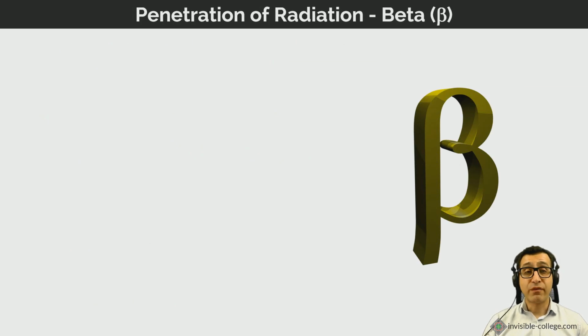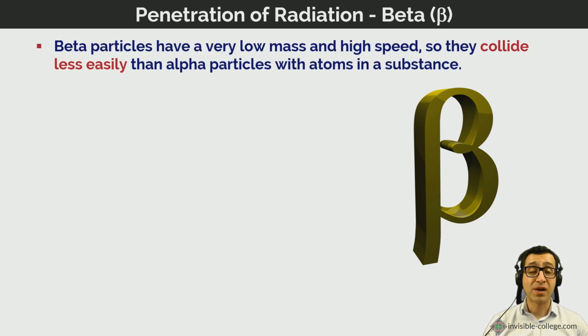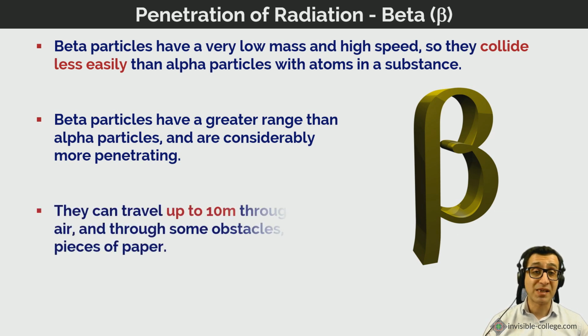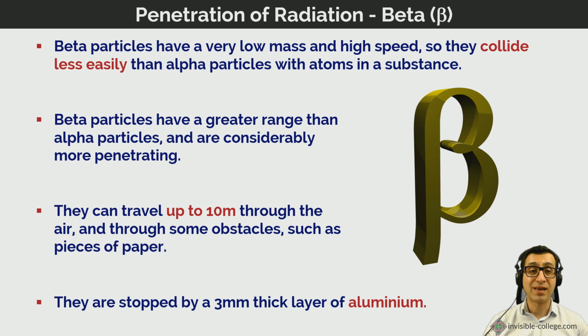So beta particles have a very low mass because they are effectively just electrons, and a high speed, and so they collide less easily with atoms than alpha particles when they pass through a substance. Beta particles, for the same reasons, have a greater range in air than alpha particles and are more penetrating. So they can travel up to 10 meters through the air and through some obstacles such as pieces of paper and through skin. They are stopped by about 3 millimeters thick aluminium, or slightly thicker than that.